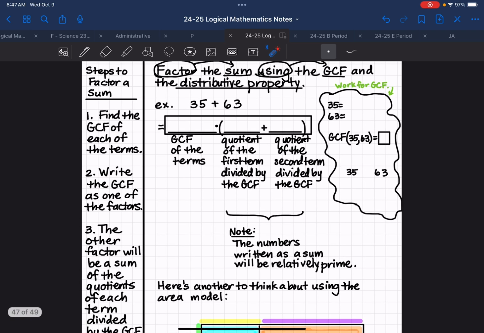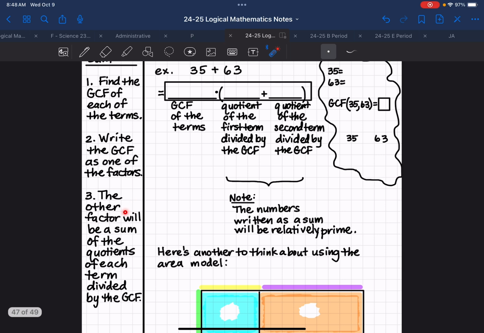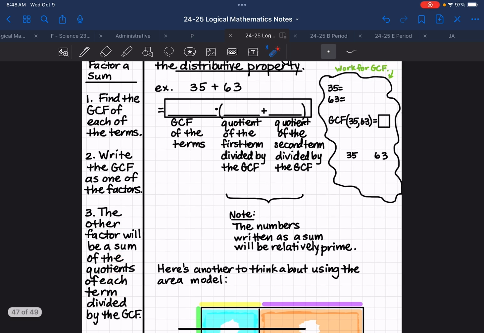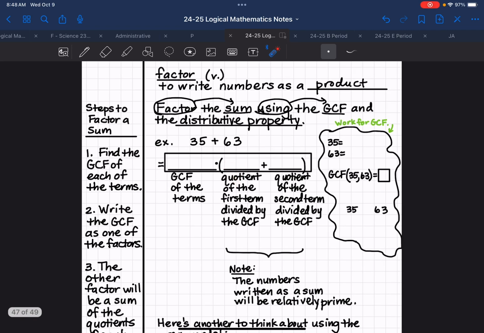So just to give you the overview, the procedure is that we find the greatest common factor of each of the terms, so each of the numbers. Then we're going to write the greatest common factor as one of the factors. So that'll be listed right here. Then the other factor will be the sum of the quotients of each term divided by the GCF. I'll get to this in a moment. All right, so the first step is to find the GCF of each of the terms. So I'm going to do that.